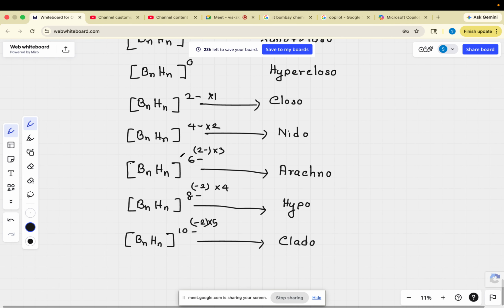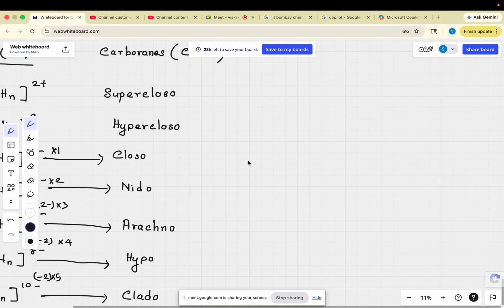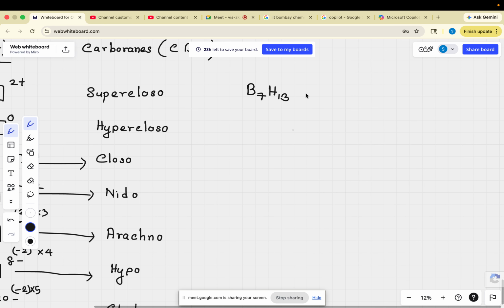Clear? Yes, sir. Fine. So one thing I am showing, suppose you have this compound B7H13. How to do this? First of all, you just write it down like this: B7H7 dot H6. I am just separating the hydrogens. We initially have 13 hydrogens; I am writing 7 hydrogens with boron, and the other 6 hydrogens I am writing separately.